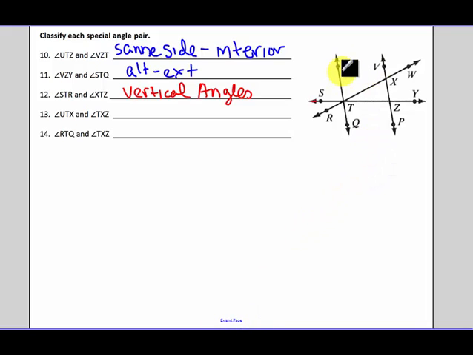UTX and TXZ. So this angle and this angle, alternate sides of our transversal, which is RW, and in the interior, so these are alternate interior angles.